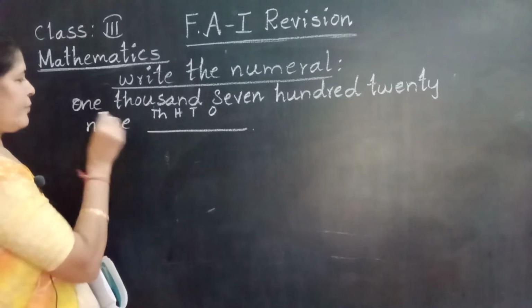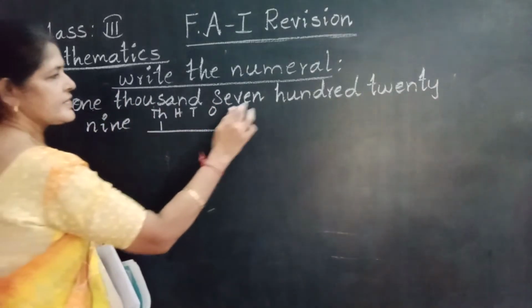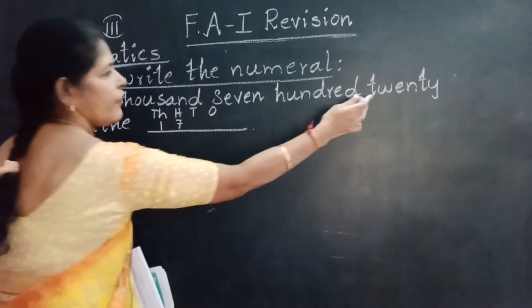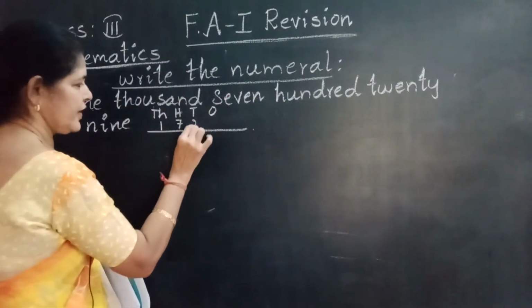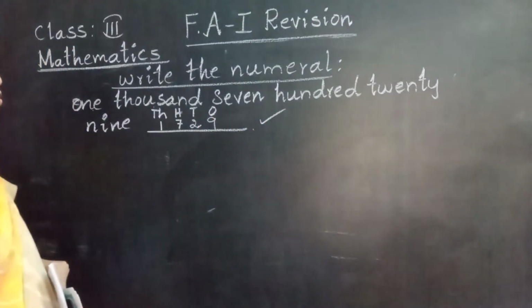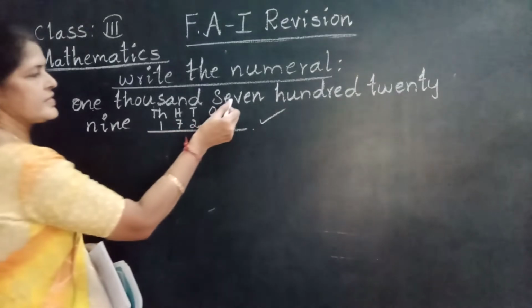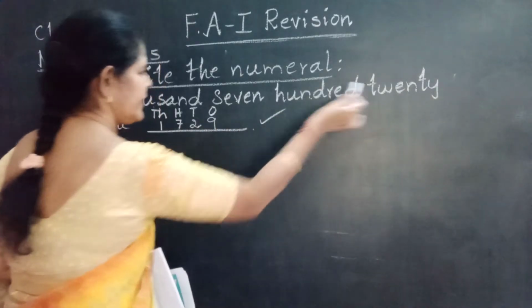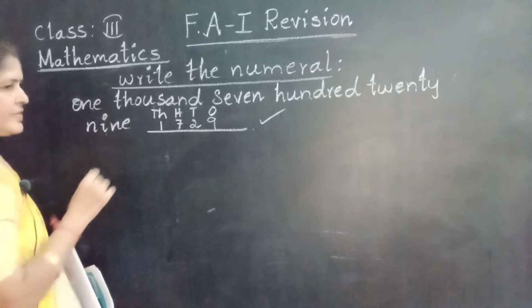Now write the number. 1000: 1 is written in the thousands place. 700: 7 is written in the hundreds place. 20: 2 in the tens place. 9: 9 in the ones place. This goes to the numeral. 1000, 1 in the thousands place. 700, 7 in the hundreds place. 20, write in the tens place. 9, write in the ones place. Okay?